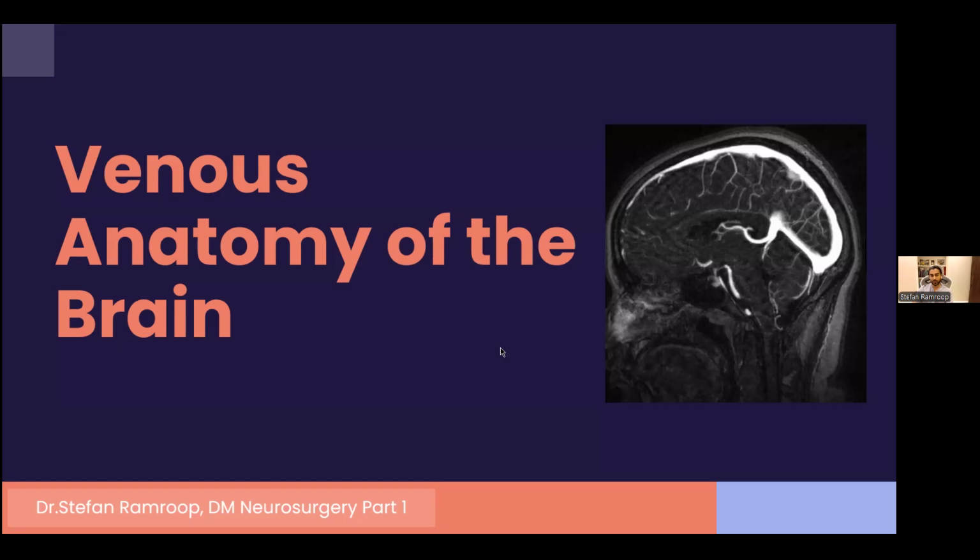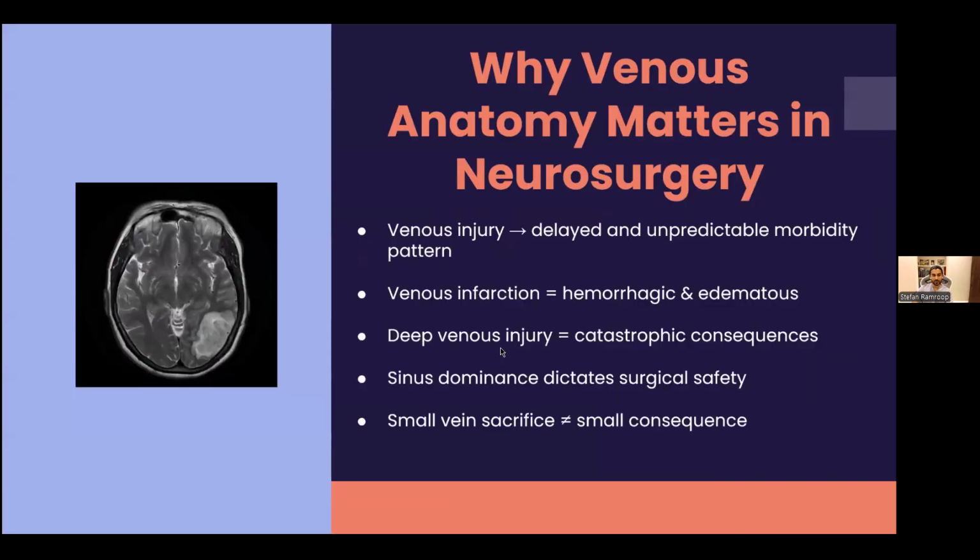Typically, we're more aware, especially at a more junior stage, of the arterial territories, but venous anatomy is just as important and can honestly sometimes be less forgiving and more variable. So it should be considered just as important as arterial. With that in mind, why does venous anatomy matter in neurosurgery?